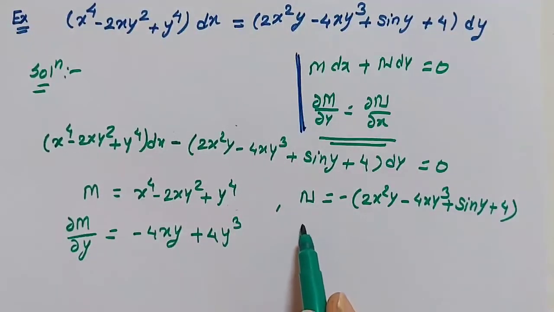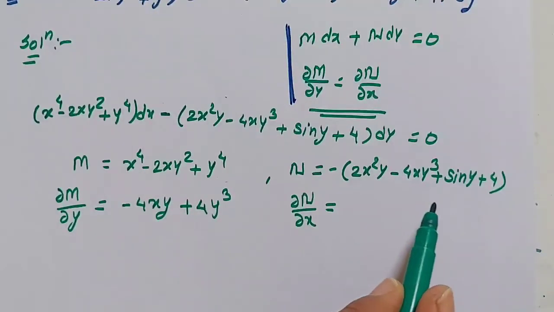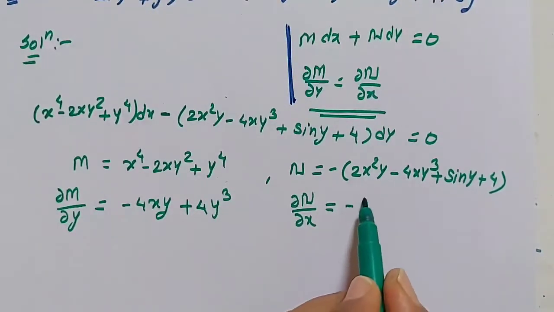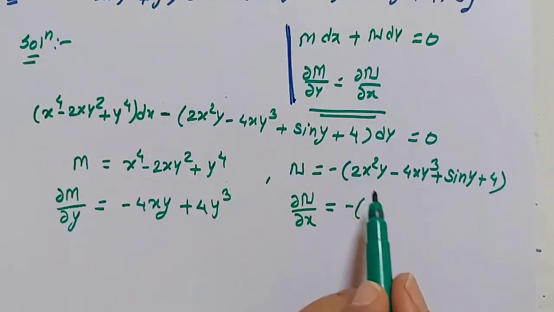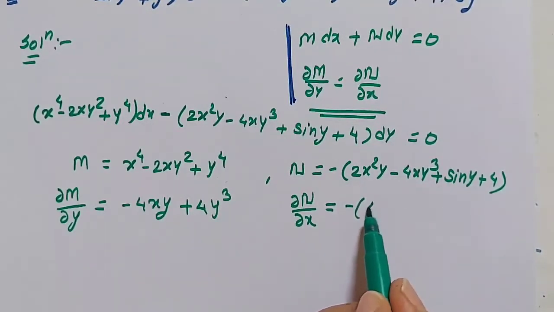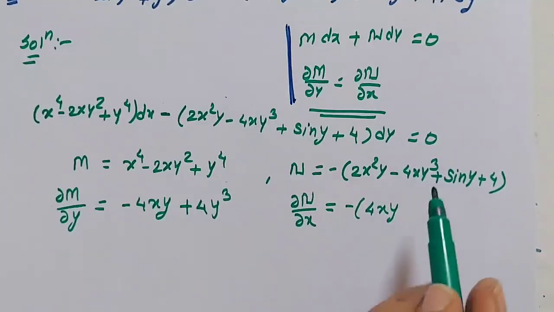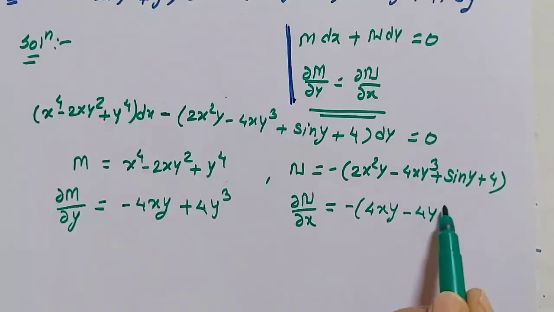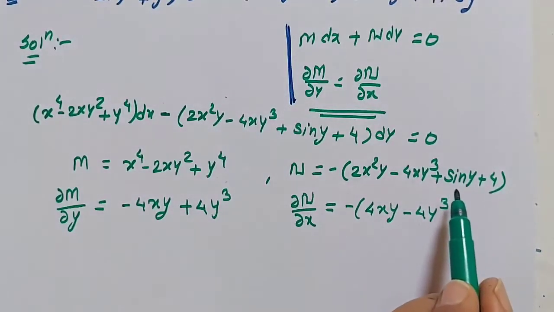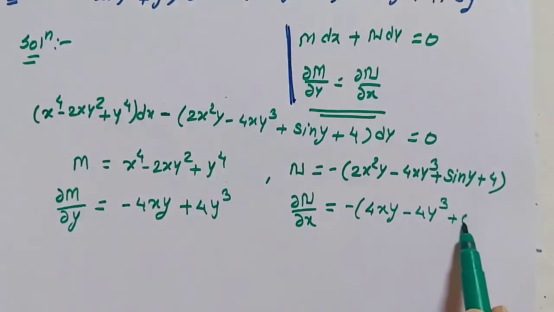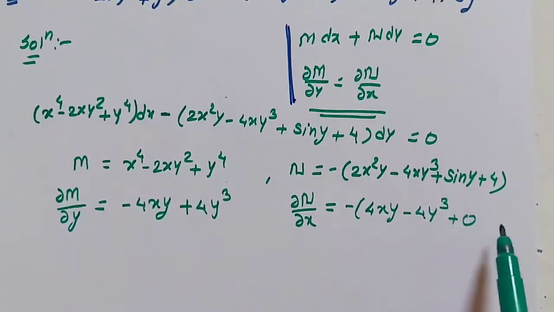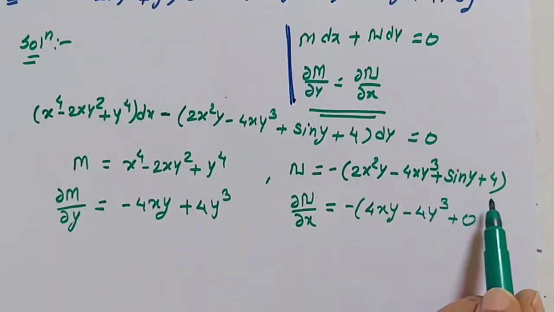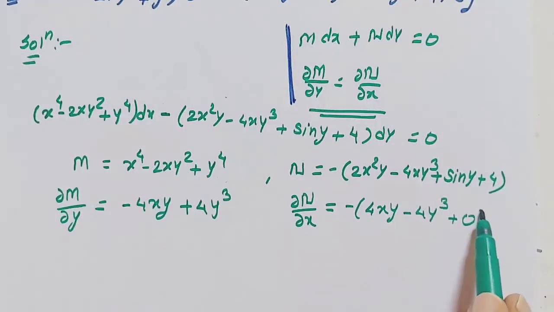Similarly, we have to differentiate N partially with respect to x. That means we have to keep y as a constant. So it is minus in bracket the derivative of the first term with respect to x, so it is 4xy. The derivative of the second term is minus 4y^3. And the derivative of sin y is 0 because we are differentiating partially with respect to x, so y is constant. The derivative of 4 is again 0.